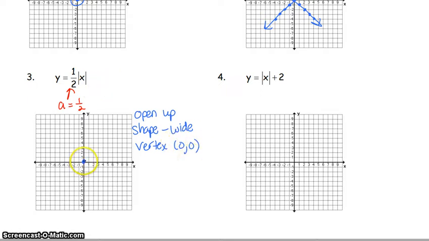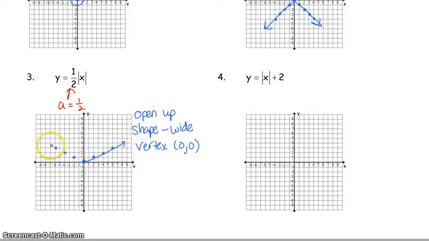So we start at 0, 0. Now we know that our shape is going to be wide because of our a value. If you remember, we said our a value not only determines the shape, but it also is representing the slope or the rate of change. So we have a slope of 1/2. We know that it's going to open up. So I'm going to go up 1, right 2, up 1, right 2, up 1, right 2. But we also know that we're going to have a V shape. So not only do we have to go up 1, right 2, we also have to go up 1, left 2, up 1, left 2 to get that shape of our V.